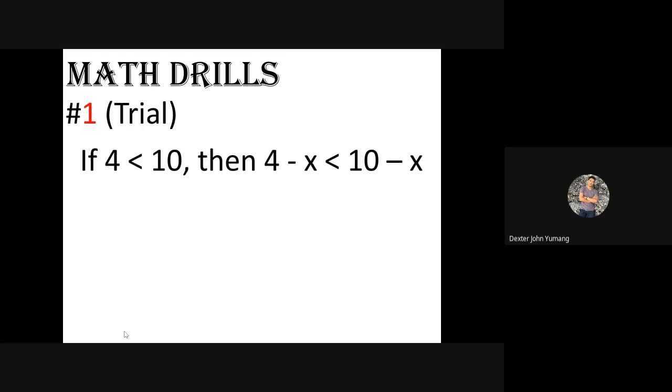Kung anong isubtract sa left side, isubtract din po sa right side. Are you sure with that, Angel? So, more chance. I'll give you more chance. Anong PPI? Anong PPI?